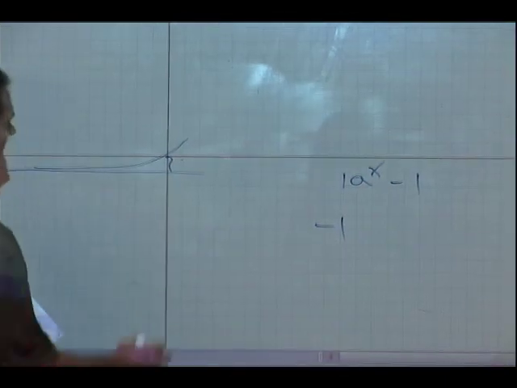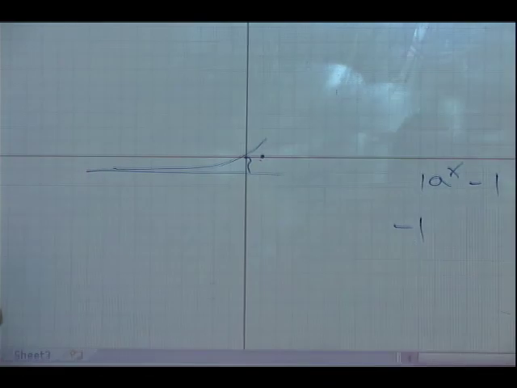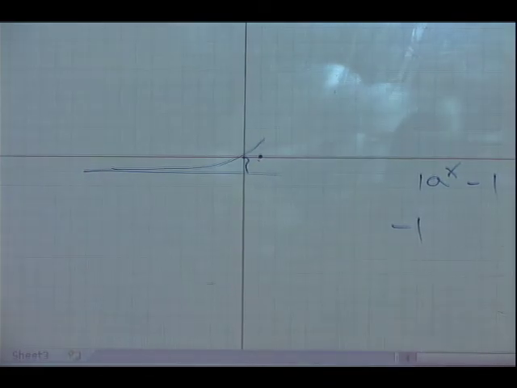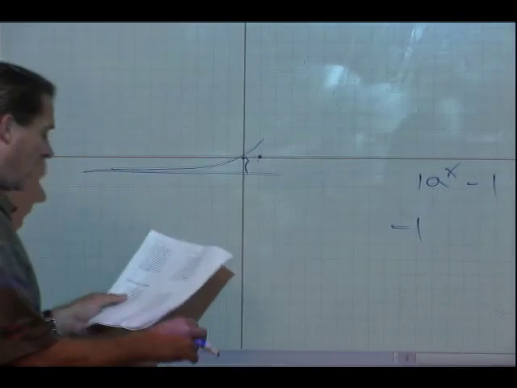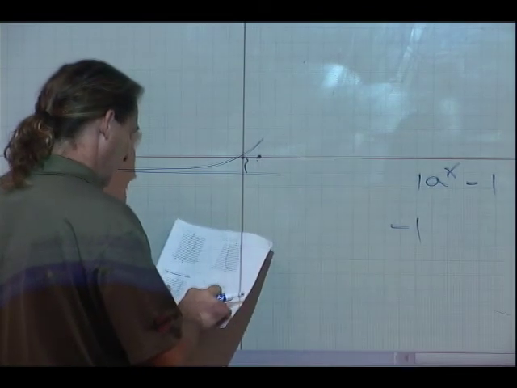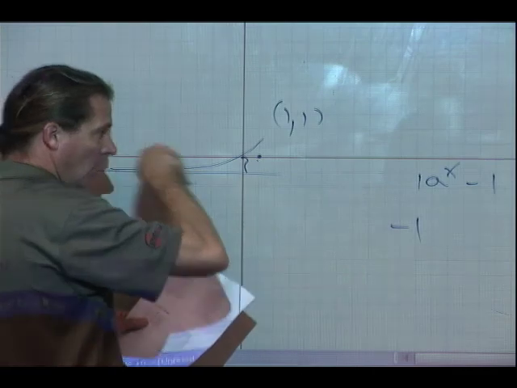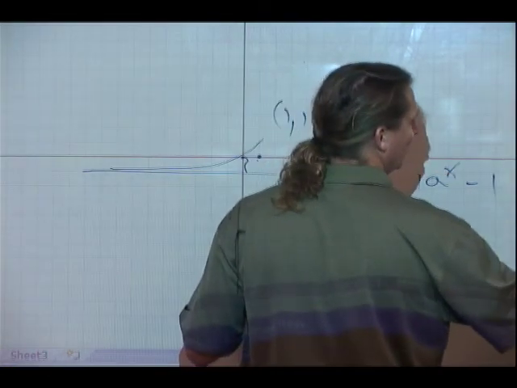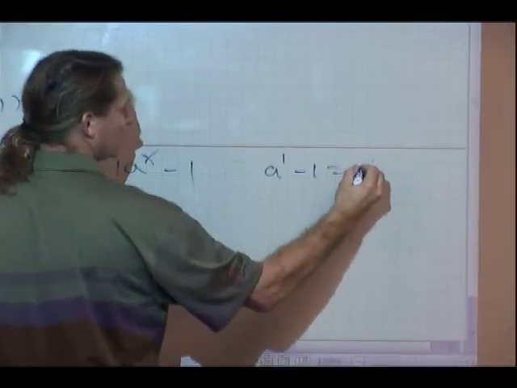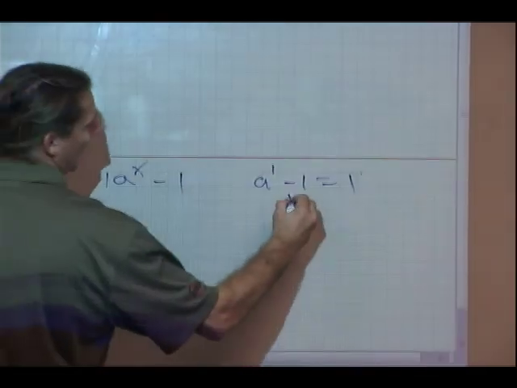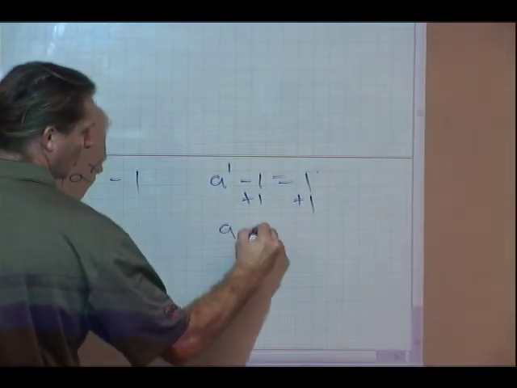So let's put in the value of 1, right? So we have 1. What is the value of 1 for x? 1. So we have the point 1 comma 1. So when we put in 1 here, we get a to the first power minus 1 is equal to 1. Add 1 to both sides, and lo and behold, a is 2.